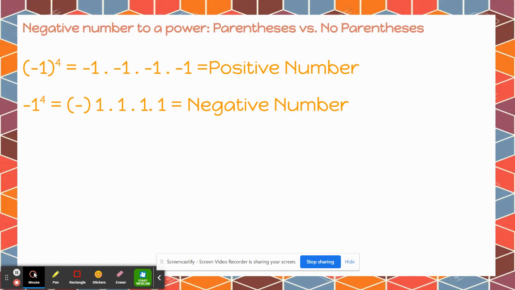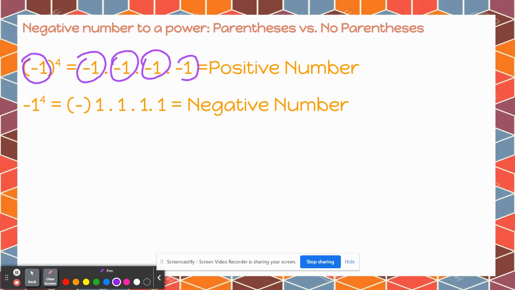Okay. Another thing we want to point out that is important to know is that, again, if it's in parentheses, that means you are taking that entire term and multiplying it the number of times based off of the exponent. So in this case, it would be 4. Negative 1 times negative 1 times negative 1 times negative 1. Remember, that's an even exponent, so I know my answer will be a positive 1.